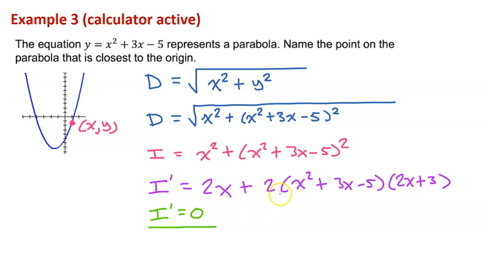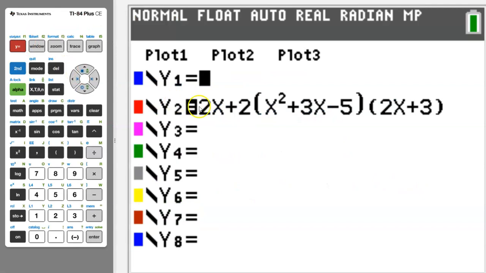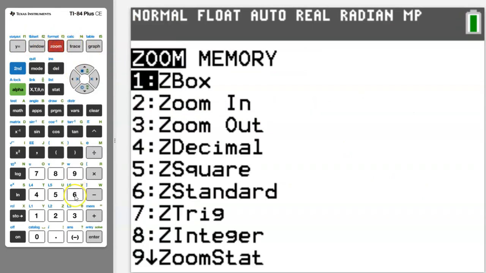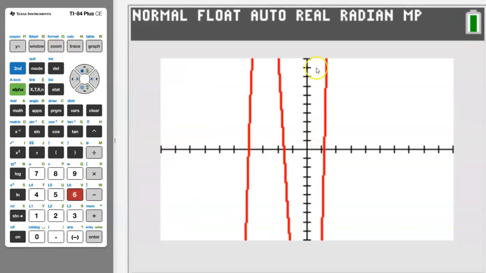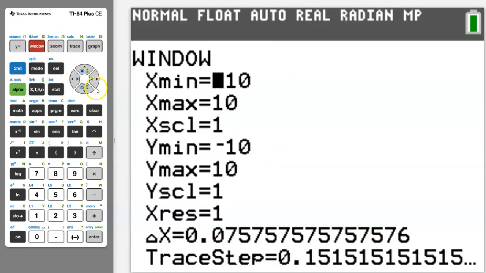The critical values will be the values of x that cause I prime to equal 0. And here's where we are glad that this problem is calculator active. Let's type this expression for I prime into the calculator and see where it equals 0. So here I've typed I prime in as y2. Let's hit zoom 6 and take a look. I want to modify the window a bit so I can see more of the top and bottom of this graph. So hit window. Let's let y min be, let's say, -30. And let's let y max be +30. And hit graph.